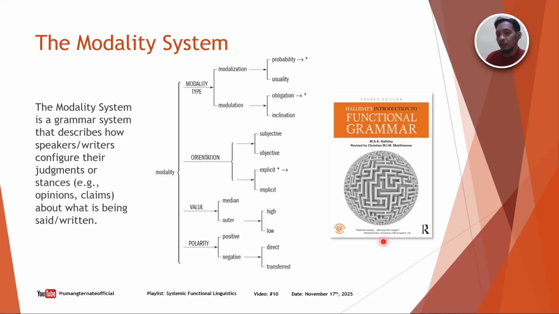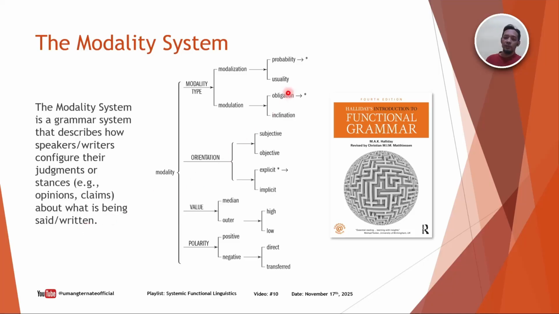Alright, and now the modality system. We have seen the modality, okay? And now we look at the modality system, the system to analyze the modality. So the modality system is a grammar system, systemic functional grammar especially, that describes how the speakers or writers configure their judgments or stances, like opinions, claims about what is being said or written.